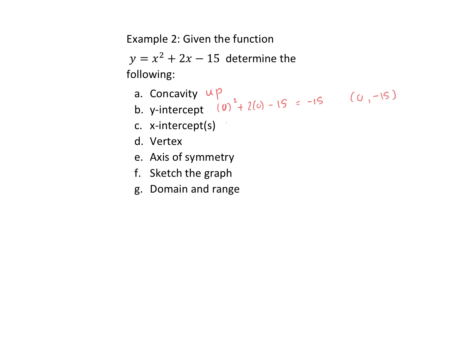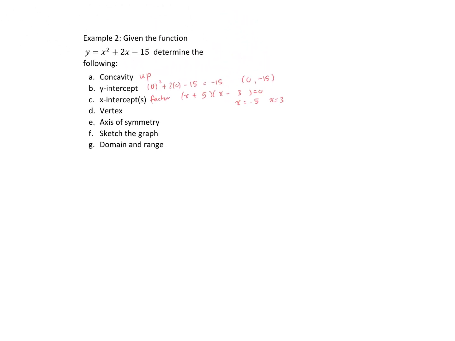I'm going to factor it to find the x-intercepts. It's a simple trinomial. 5 times 3 is 15. It has to add to positive 2, so it must be plus 5 minus 3. And so my two x-intercepts are negative 5 and positive 3. So I'm going to start to plot these points on my grid here. Do I have a grid? I guess I don't have a grid, so let's draw one.